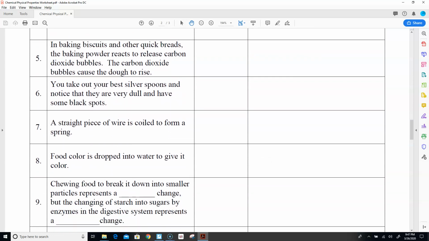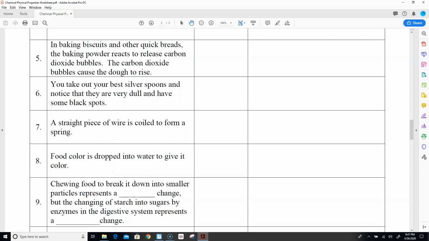Number 5, in baking biscuits and other quick breads, baking powder reacts to release carbon dioxide bubbles. The carbon dioxide causes the dough to rise. That's chemical because you're producing a gas. Number 6, you take out your best silver spoons and notice they're very dull and have some black spots on them. It's going to be chemical because that's tarnished. It's a lot like rust.